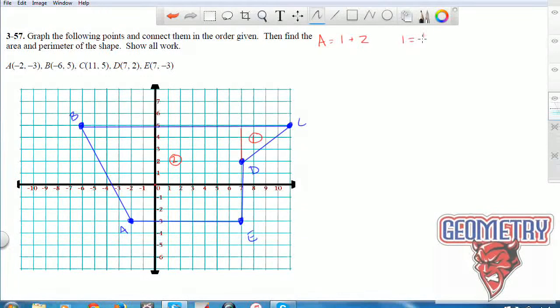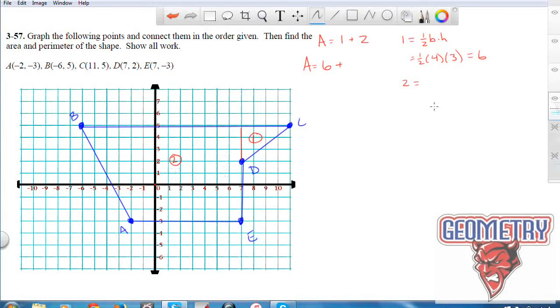And section 1 is a triangle. It's a right triangle, so it's 1/2 base times height. And the base is 1, 2, 3, 4 units. And the height is 1, 2, 3 units. So 1/2 times 4 times 3 is 1/2 of 12, or 6. Okay, so we got that part. Now we just need to find the area of portion 2 here.